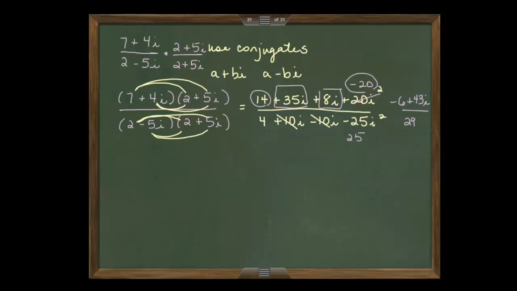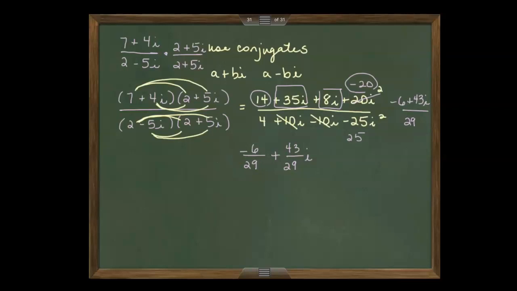Your final answer you want to write in the form a plus bi. So your final answer would be negative 6 over 29 plus 43 over 29i. Here this can't be simplified further, but if you can simplify at this point, you want to do that.